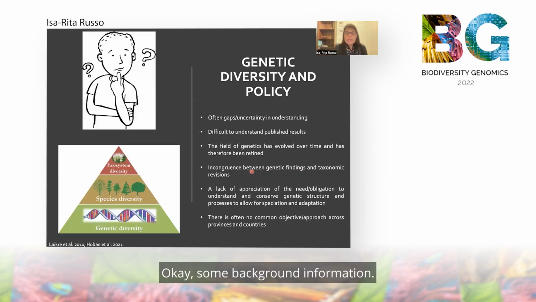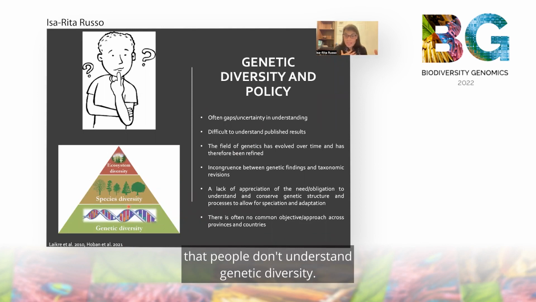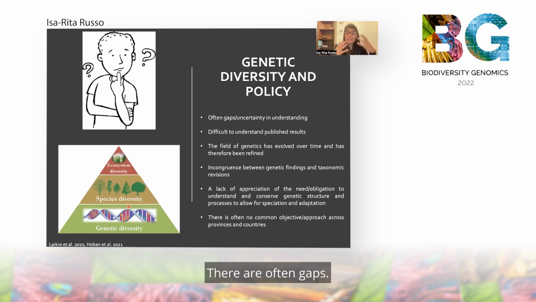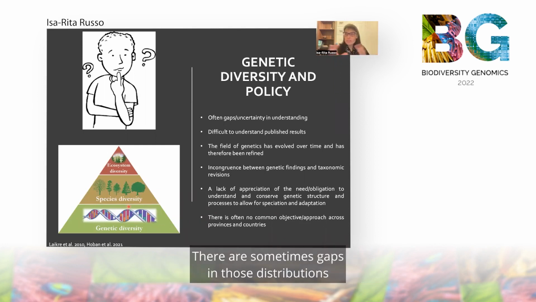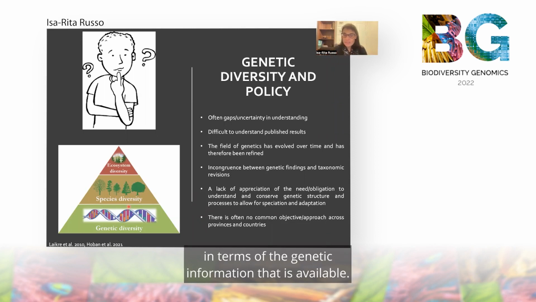Okay, some background information. We all know that biodiversity consists of three layers: ecosystem diversity, species diversity, and then genetic diversity. But often genetic diversity is overlooked when it comes to policy. And this is really due to the fact that people don't understand genetic diversity. There are often gaps. Think about species that have very, very large distributions. There are sometimes gaps in those distributions in terms of the genetic information that is available.